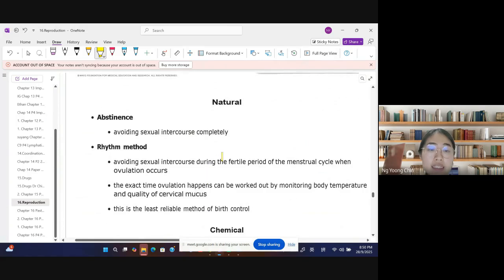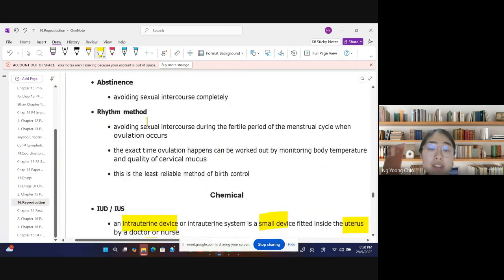And then naturally, like the rhythm method, is to avoid sexual intercourse during the fertile periods of the menstrual cycle, when ovulation happens. That means the female needs to calculate her periods, whether it's a fertile period. So they need to avoid intercourse during the fertile periods. Okay.